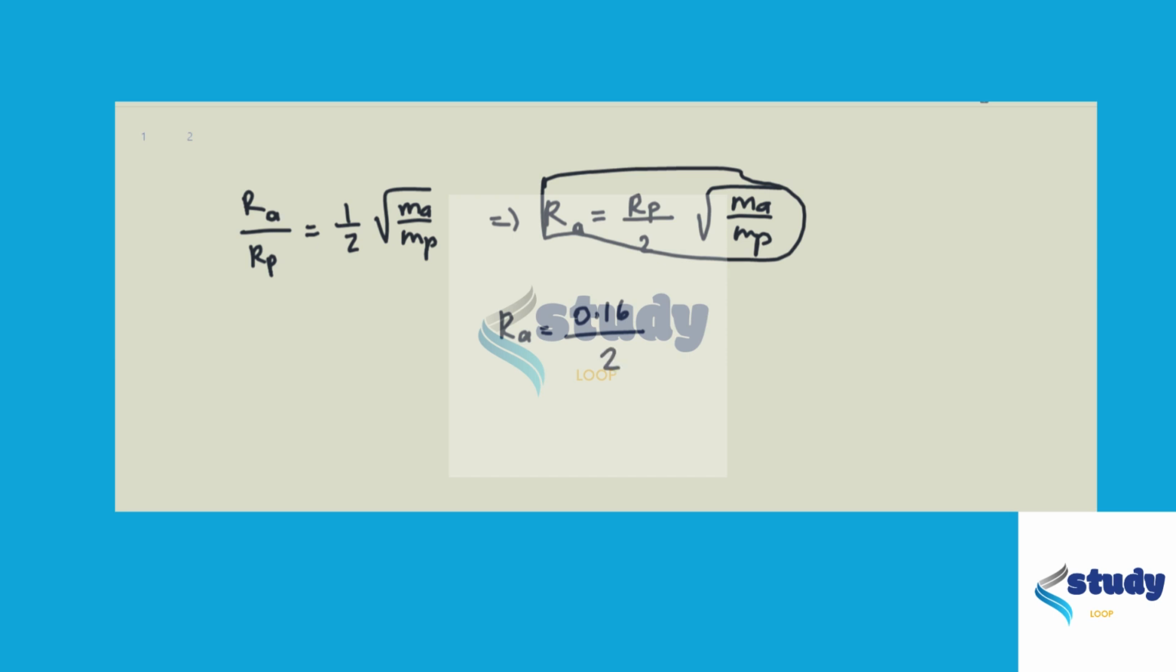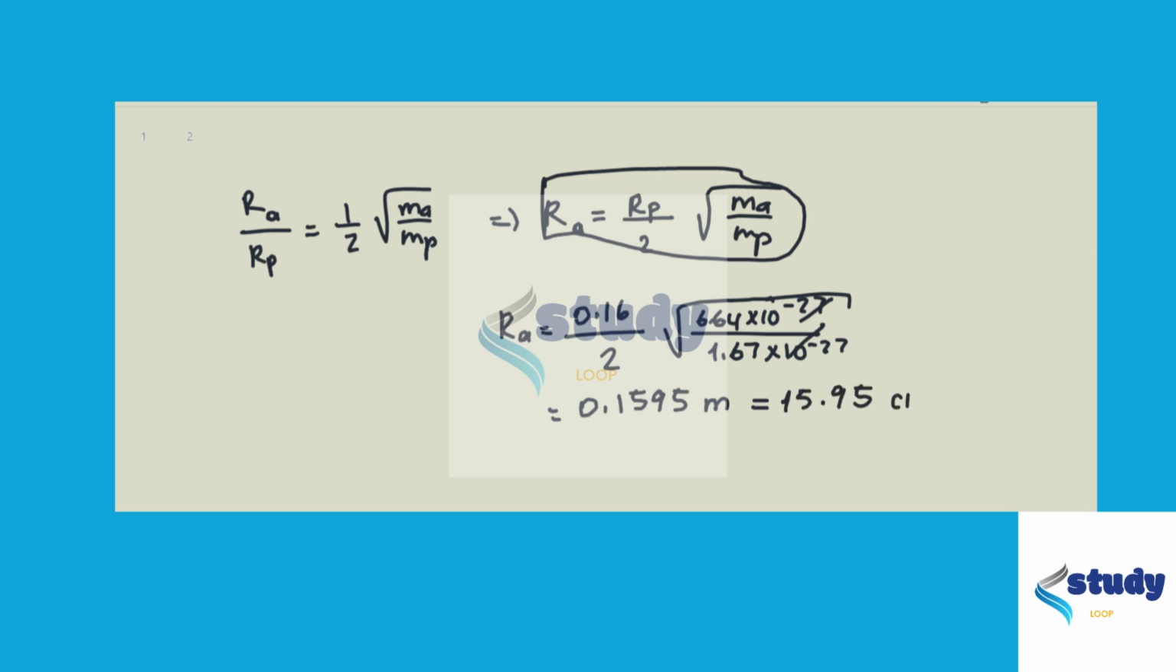0.16 meters, I converted to meters, divided by 2, times the square root of the mass of the alpha particle, 6.64 times 10 to the negative 27 kilograms, divided by 1.67 times 10 to the power of negative 27. The 10 to the negative 27s are going to cancel out. So then we're going to get 0.1595 meters. And if we convert it to centimeters, it's 15.95 centimeters for the orbital radius of an alpha particle.